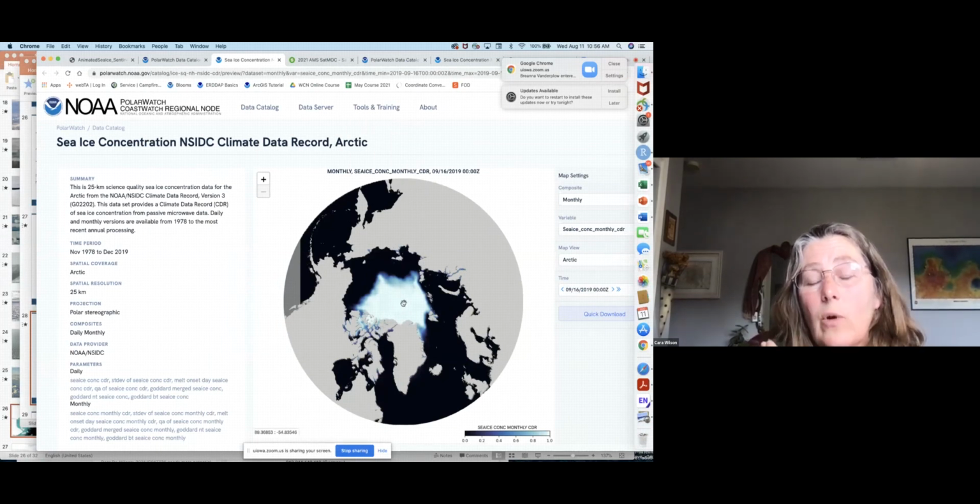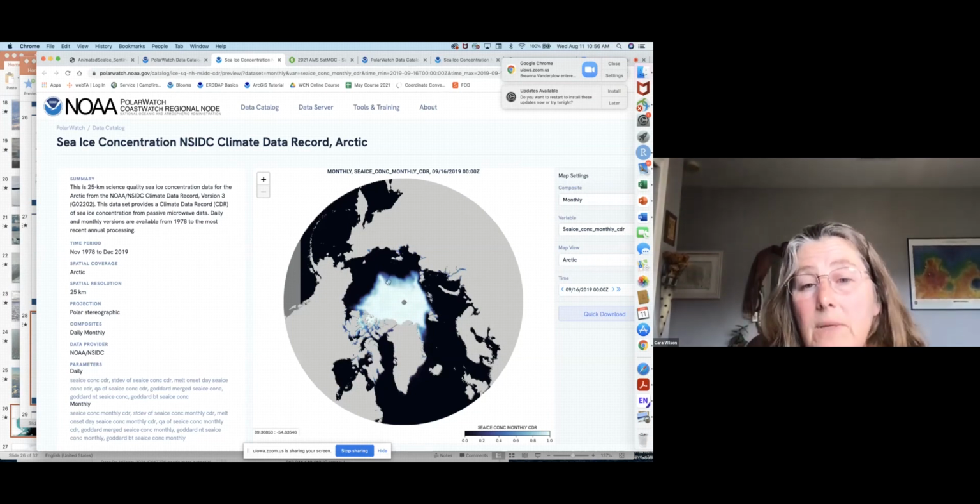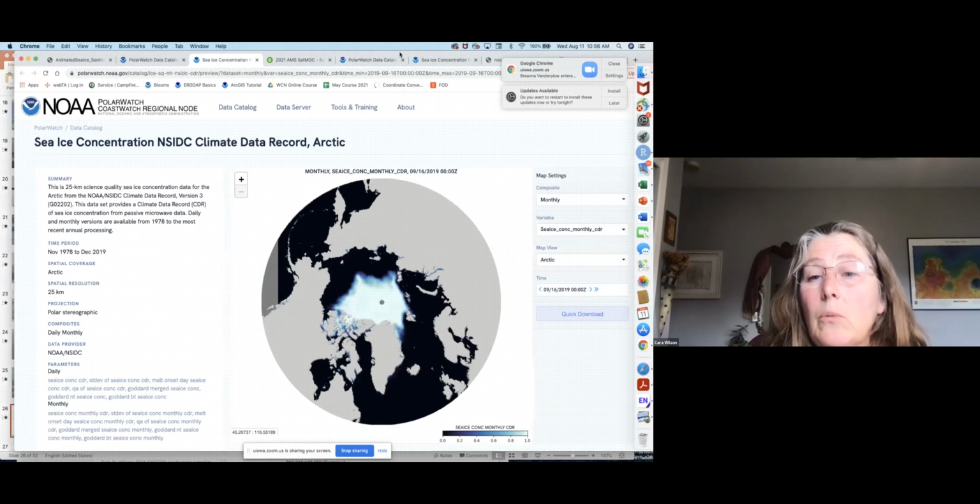So this answers that question somebody has, is there enough ice year-round in the Arctic to track. And yes, because this is the minimum extent, and you can see there still is ice here in September, but this is generally the time of year when there's the least ice. So let's see how this compares to data from several years ago.